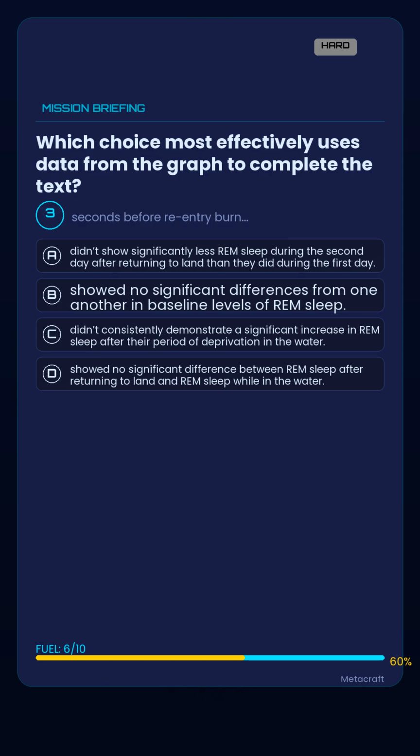Which choice most effectively uses data from the graph to complete the text? Option A, didn't show significantly less REM sleep during the second day after returning to land than they did during the first day. Option B, showed no significant differences from one another in baseline levels of REM sleep. Option C, didn't consistently demonstrate a significant increase in REM sleep after their period of deprivation in the water. Option D, showed no significant difference between REM sleep after returning to land and REM sleep while in the water.